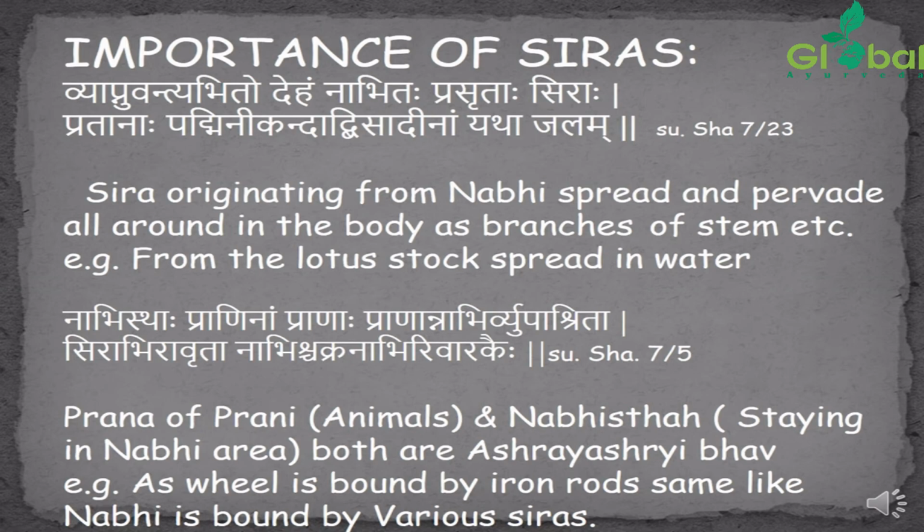Now as we know, nabhistha pranina pranah, prana nabhim upashritah, sirabhir avrita nabhischakram nabhiriva arakaih. According to Sushrut Samhita Sharirsthan, the prana of a prani, that is a human being, stays in the Nabhi; the Ashraysthan of prana is the Nabhi. He also mentioned an example: as a wheel is bound by spokes, in the same way the Nabhi is bound by the various siras.